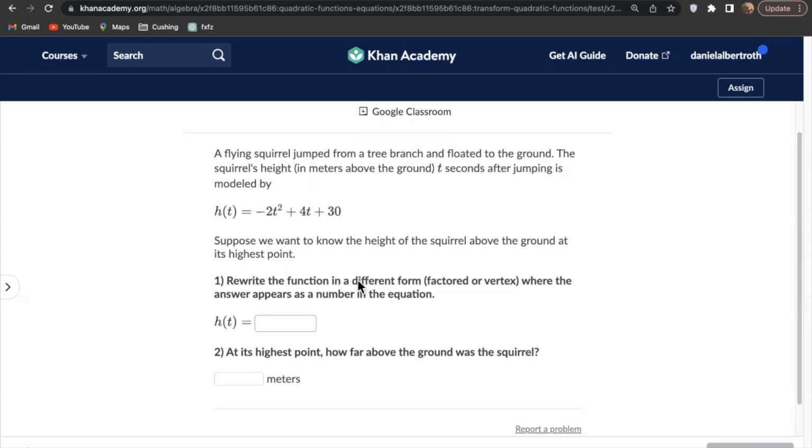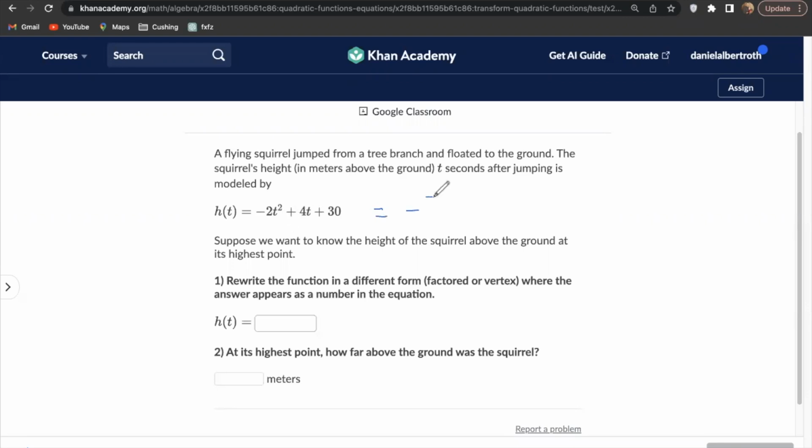Okay, that sounds cool. So what we're gonna do is, number one says, rewrite the function in a different form, factored or vertex, where the answer appears as a number in the equation. So this function is written in standard form. I'm going to factor it and write it in factored form. That's gonna help me. First thing I'm gonna do is pull out a negative 2.